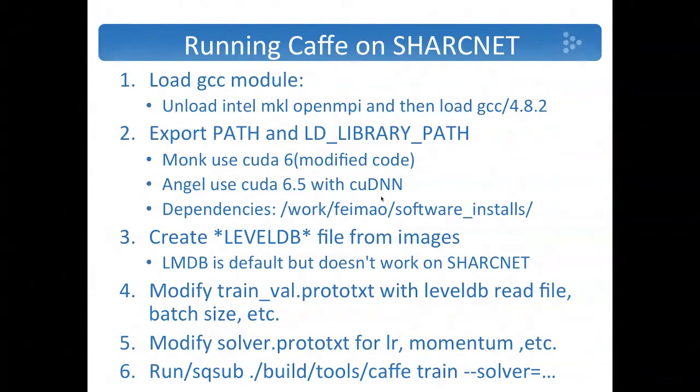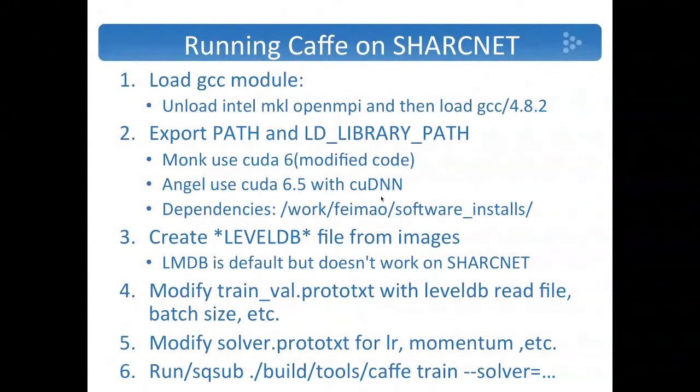After you create your database file from images, you should modify the training prototxt and tell Caffe you are using LevelDB to read the file. And you should also modify the batch size if your GPU doesn't have a lot of memory. For example, for training ImageNet on Monk, you can set up a batch size of 256. But on Android, you cannot set up that much. You can only use around 80 mini batch size.